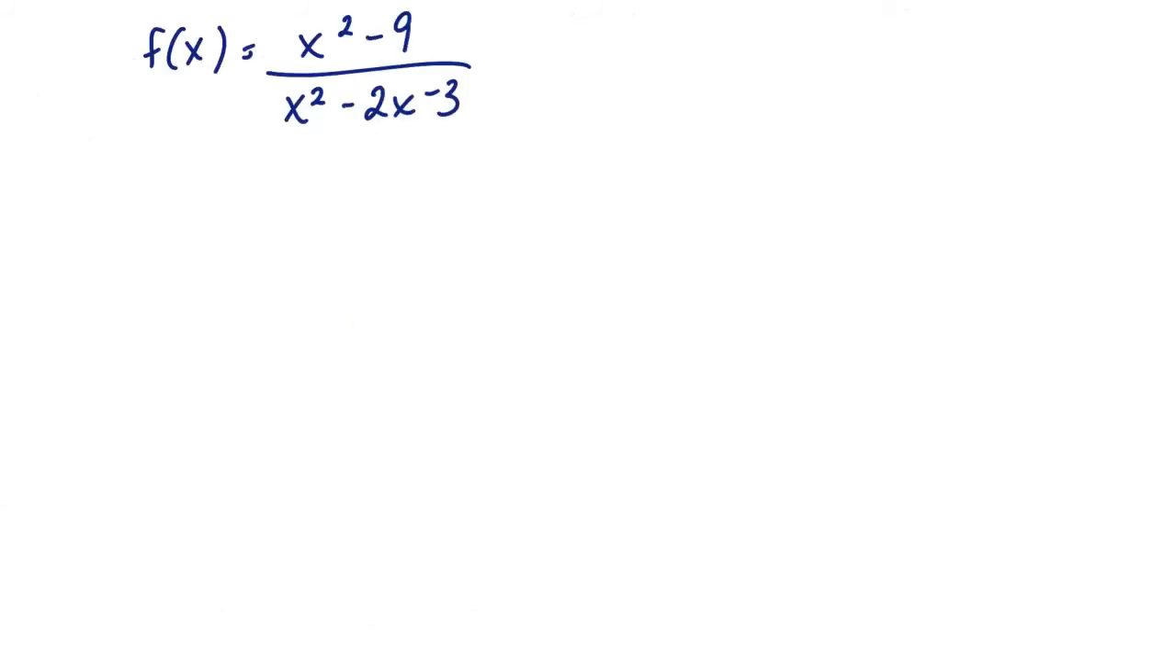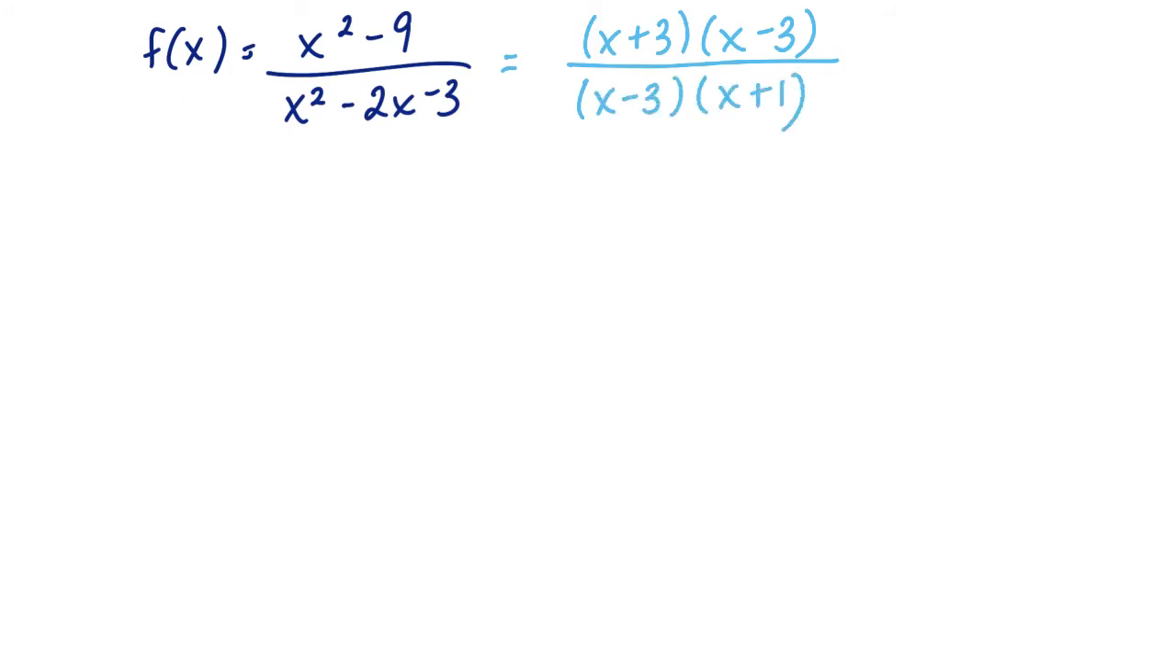All right, we're going to take a look at this one. This one's a little different because if you notice, we can factor. So let's factor the top and the bottom. This can be x plus 3, x minus 3 on the top, because x squared minus 9 can factor. And this is going to be x minus 3, x plus 1 in the denominator.